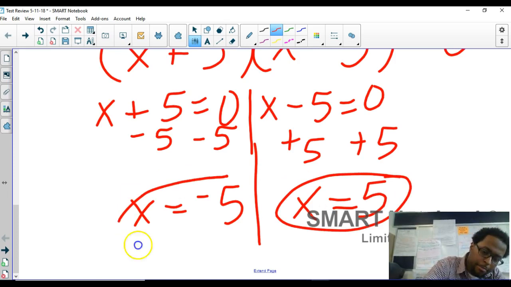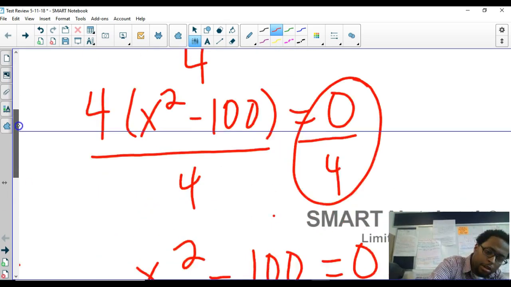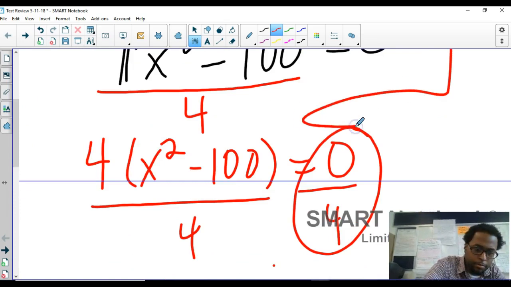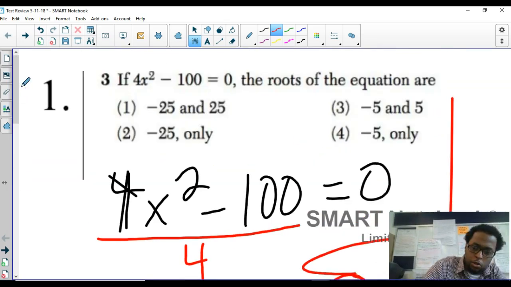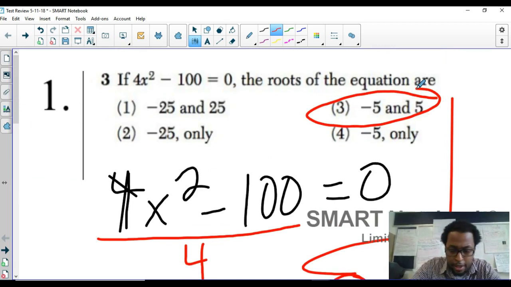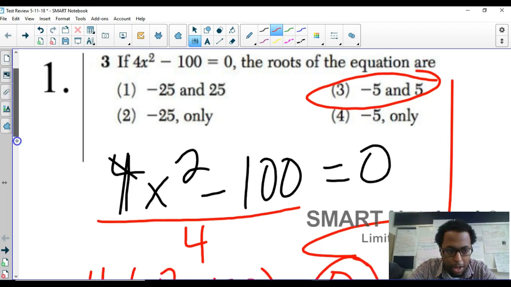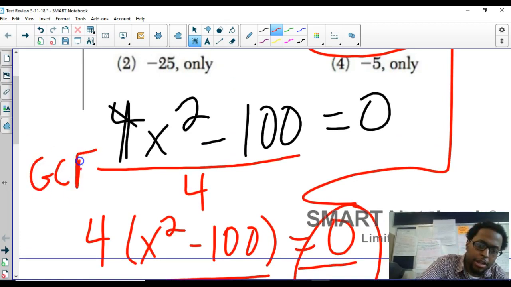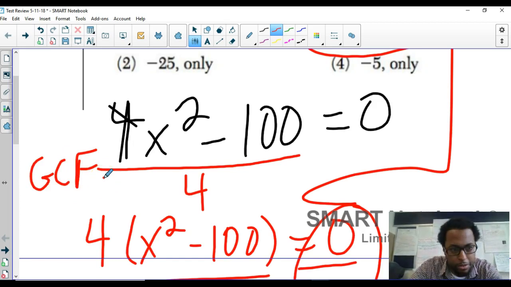Okay, so I have a 5 and a minus 5. If I look at my work, my answer is going to be choice 3. Again, if I went too fast or you feel like you struggled, you can always rewind the video. So again, my first step was my greatest common factor, and I found out my GCF was 4. Always get into the habit of looking for your GCF first.